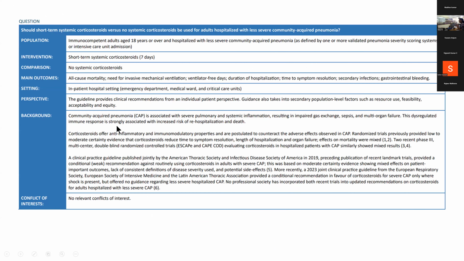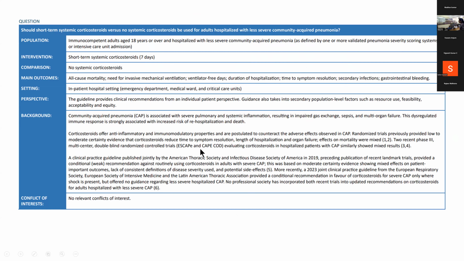Okay. So now, when we go ahead, first we have to define a question. Should short-term systemic corticosteroids versus no systemic steroids be used for adult hospitalized patients with less severe community-acquired pneumonia? So we should define a population, intervention, comparison and our main outcomes. What was the setting, and what's the perspective and the background of the study?